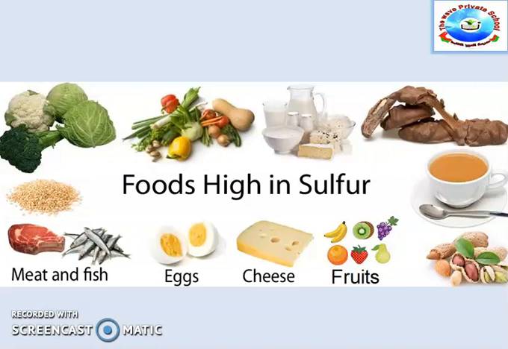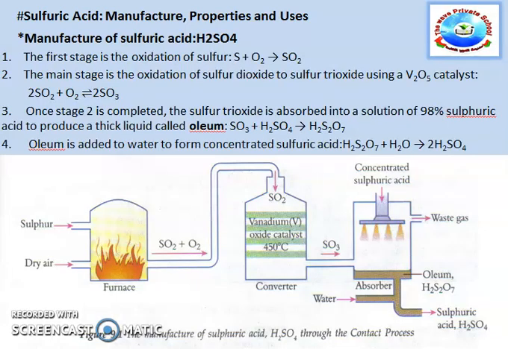Let us proceed and see how sulfuric acid is manufactured. So students, before I start, I want you to have a look at this diagram. This is the contact process which is used for the manufacture of sulfuric acid. And now we are going to see how sulfuric acid is prepared.